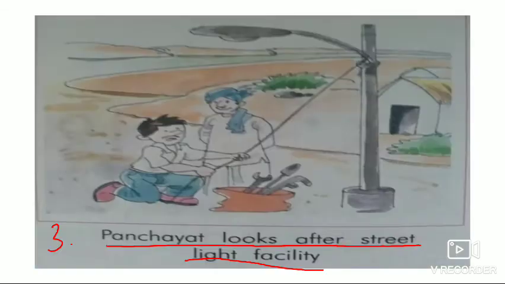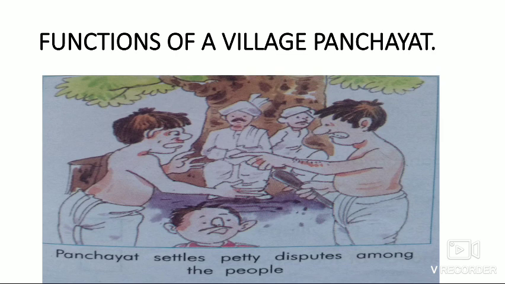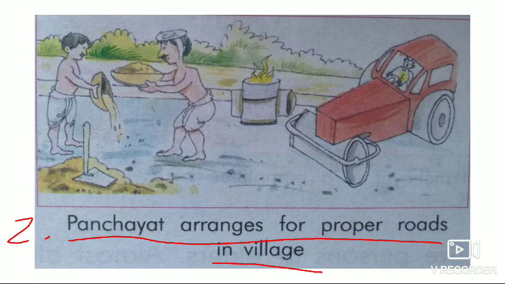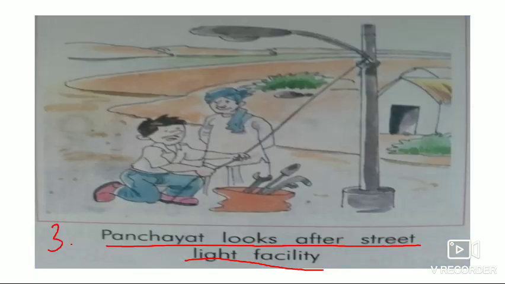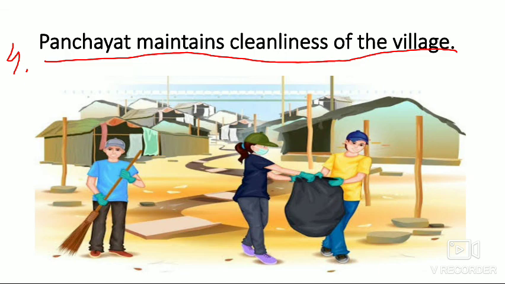Let me just have a quick recap again. The functions of a village panchayat are: number 1, panchayat settles petty disputes among the people. Number 2, panchayat arranges for proper roads in the village. Number 3, panchayat looks after street light facility. Number 4, panchayat maintains cleanliness of the village. These are the 4 points in the functions of the village panchayat.